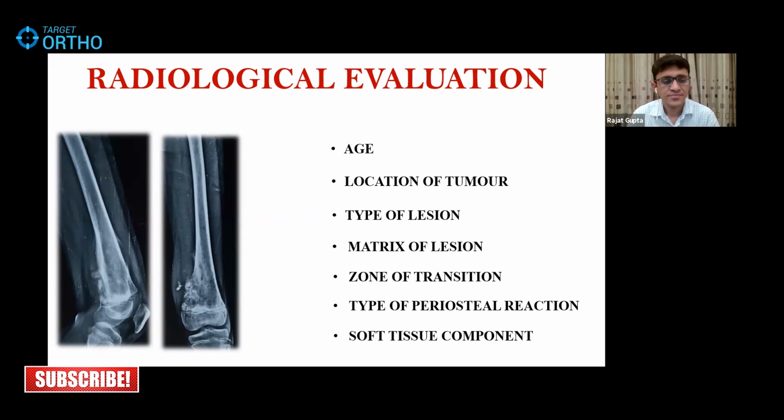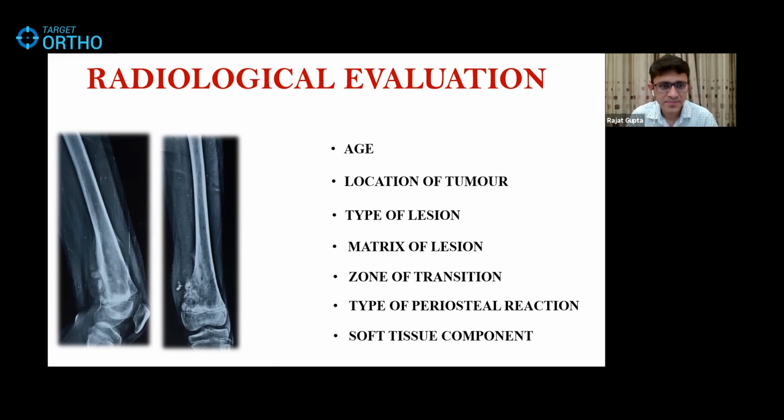This is an X-ray of a skeletally immature patient, distal knee, and the location of the tumor is the metaphysis of the distal femur. The type of lesion is, sir, a permeative type of lesion. Okay, fair enough, agreed. And there is an ossified matrix, a bone forming lesion. Bone forming matrix, very good.